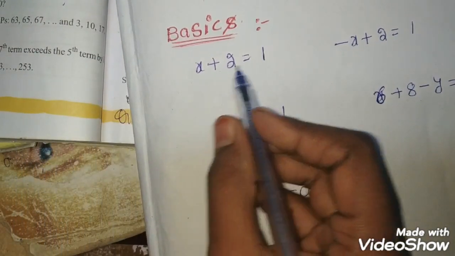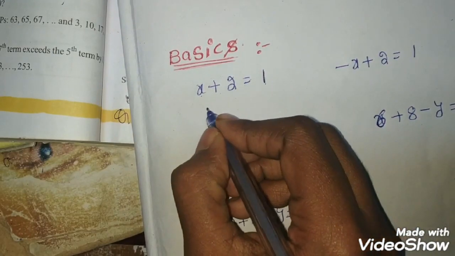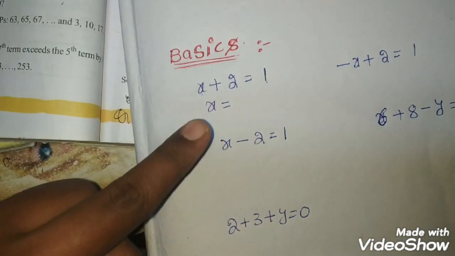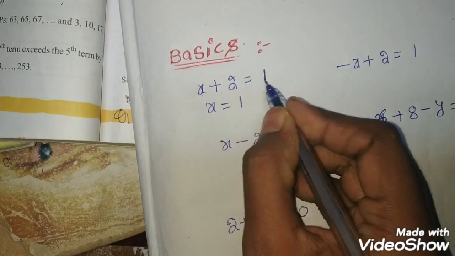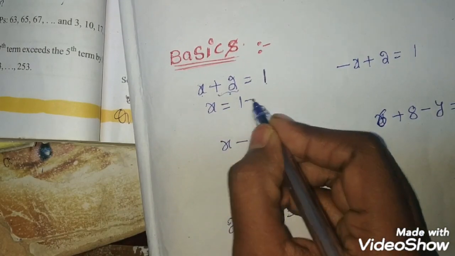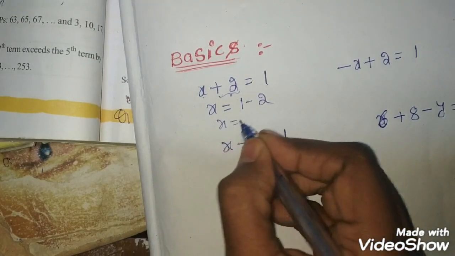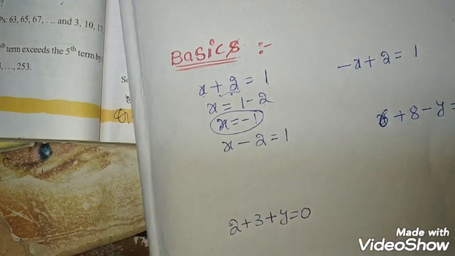That is x plus 2 is equal to 1. We need to find what is the value of x. Then what you have to do, x is equal to, we need to find x. So we need to take one side, that is x is equal to 1 and plus 2 will get minus 2. Okay. So x is equal to, what is 1 minus 2? That is minus 1. So what is the value of x?